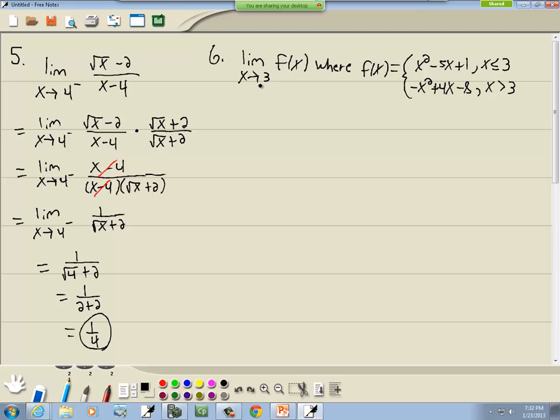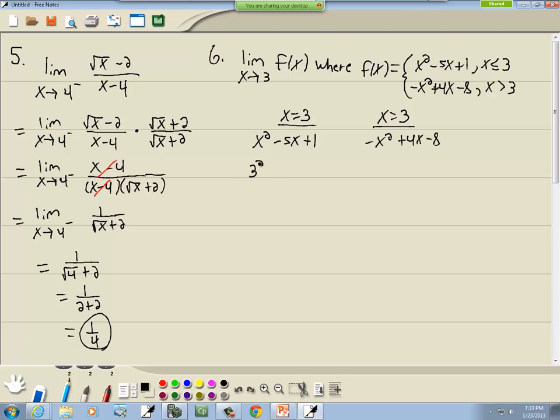Well, notice that the limit I'm studying, the limit as x approaches 3, happens to match where this changes, changes from looking like this to looking like this. Now, if that's true, then what you're going to do is plug your 3 into each piece and see if they're equal. If they're equal, then that means your graph has met. So let's go ahead and do that. So we're going to plug in x equals 3 into each piece. So this piece we got x squared minus 5x plus 1. And then we got negative x squared plus 4x minus 8.